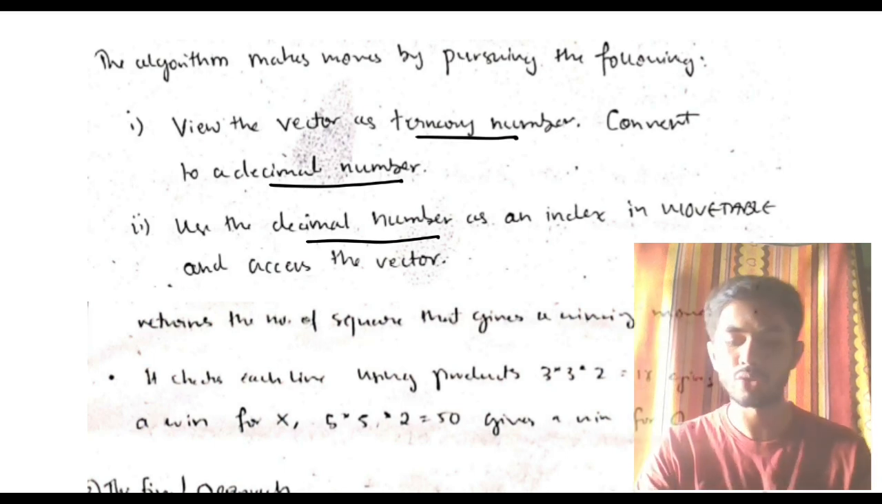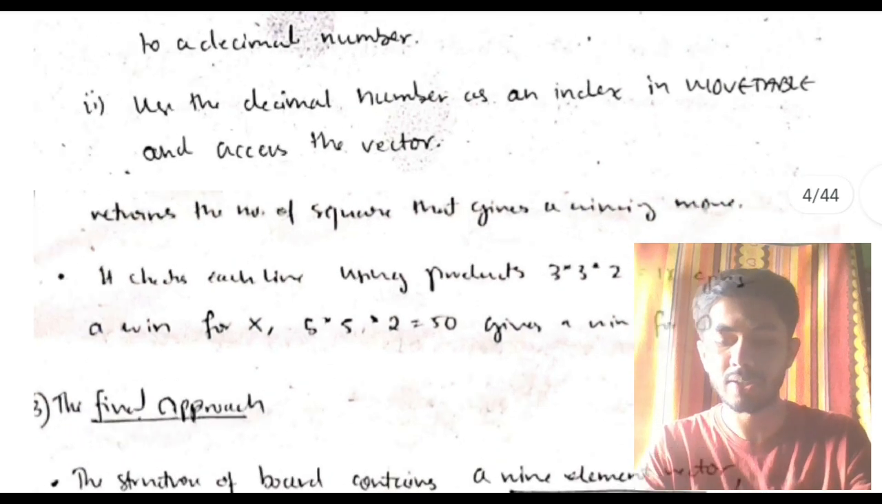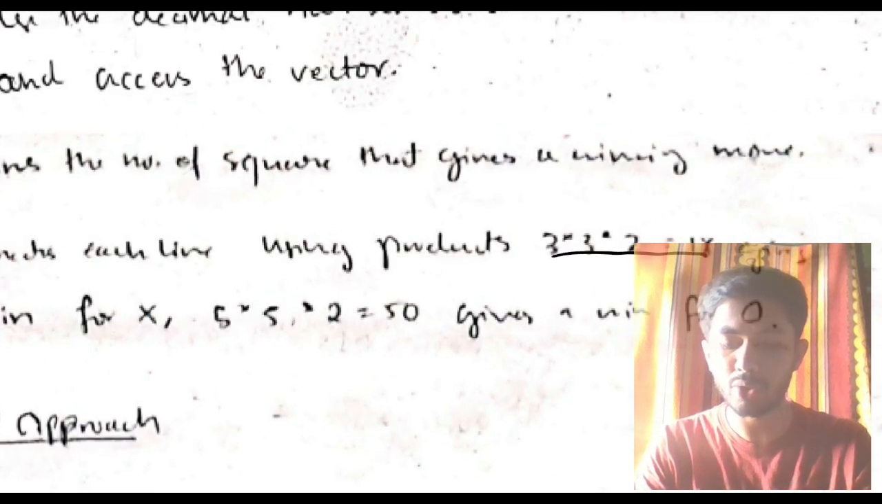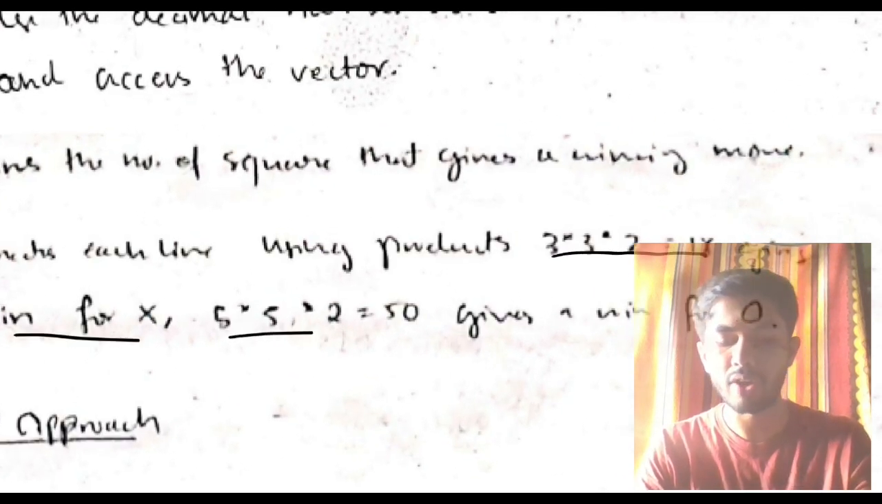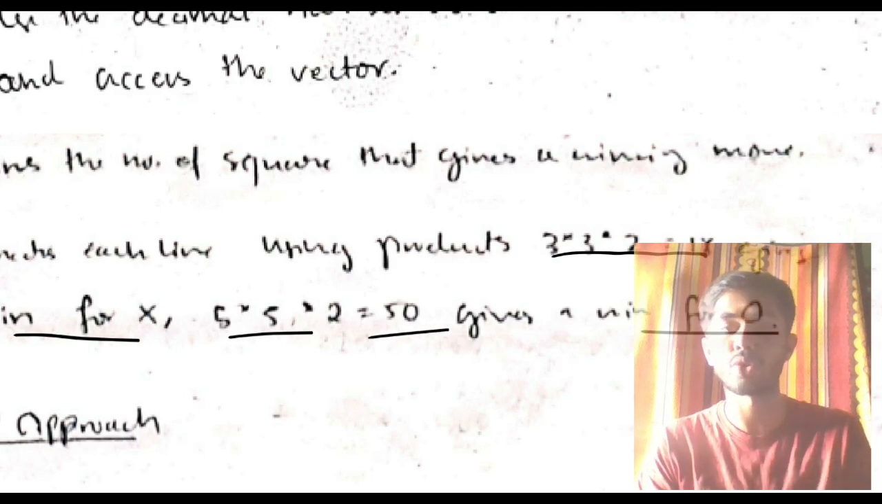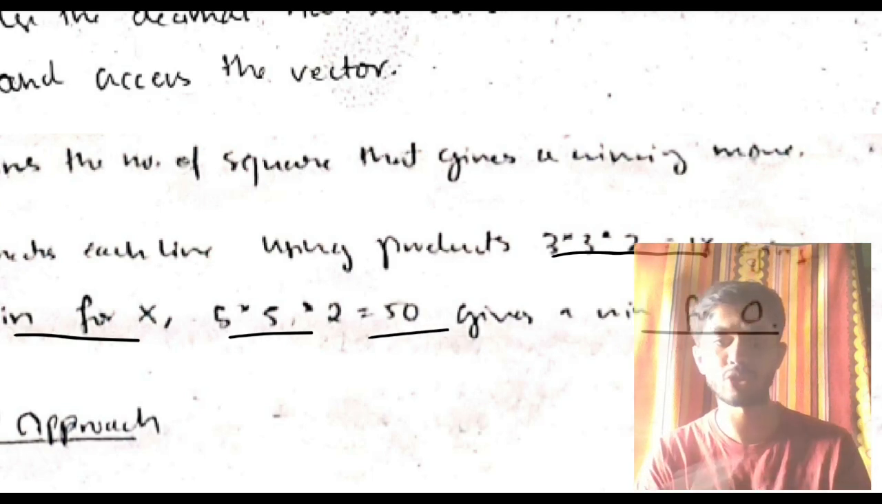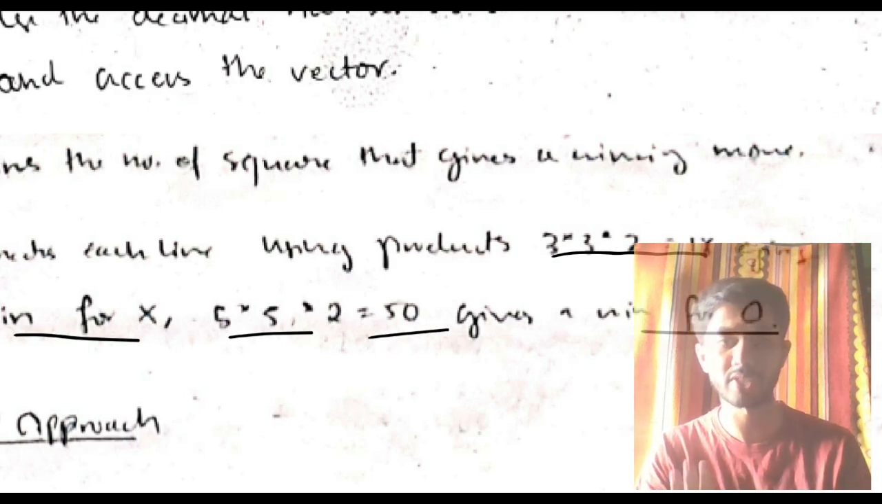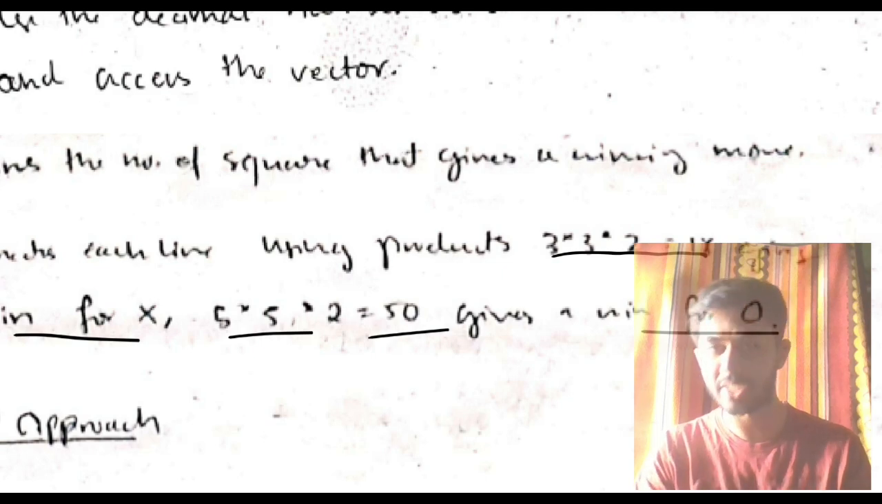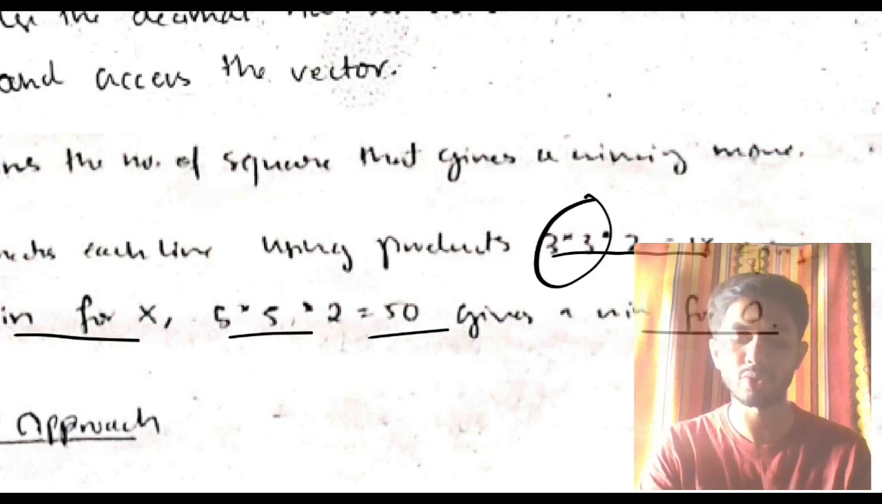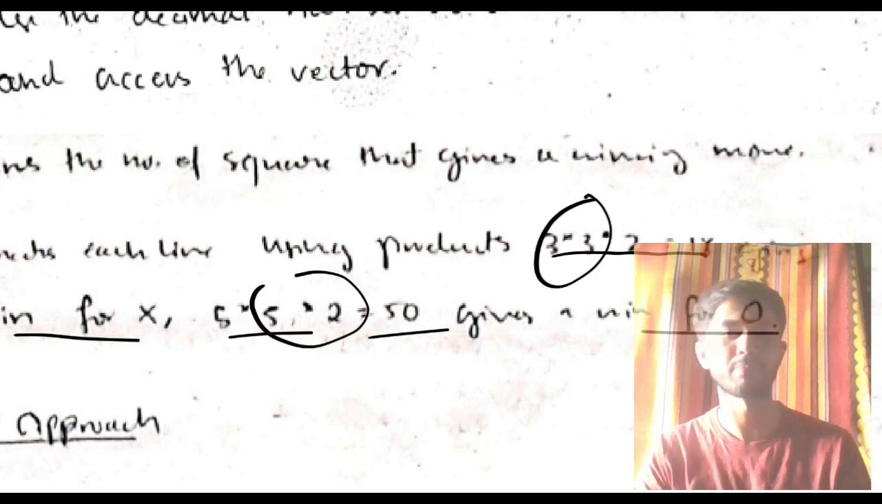So here the formula is that 3 into 3 into 2 is equal to 18 gives the win for X. 5 into 5 into 2 is equal to 50 gives a win for O. Now how does this work? It does not matter to us. We are concerned for marks. We came here for marks. We'll be writing this, getting marks and going. If you are interested in knowing this, you can find out more about it. But if you just write this much, it will be sufficient for you.